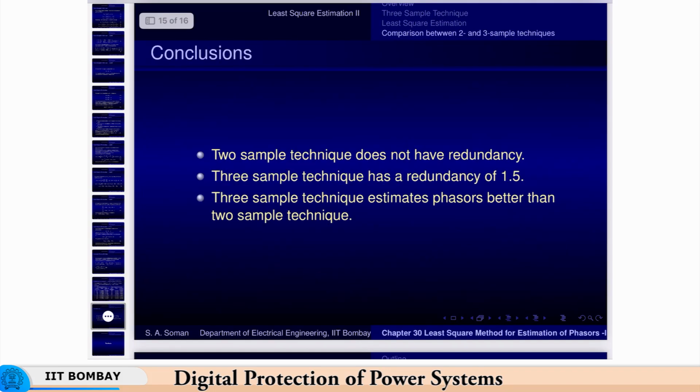Okay. So, we will just sum up what we have done. The 2 sample technique does not have any kind of redundancy, while the 3 sample technique has a redundancy of 1.5. And because we have added redundancy, the results are also better. Now, the next logical question to ask is, if 3 sample is better, then how much do we increase the number of samples?